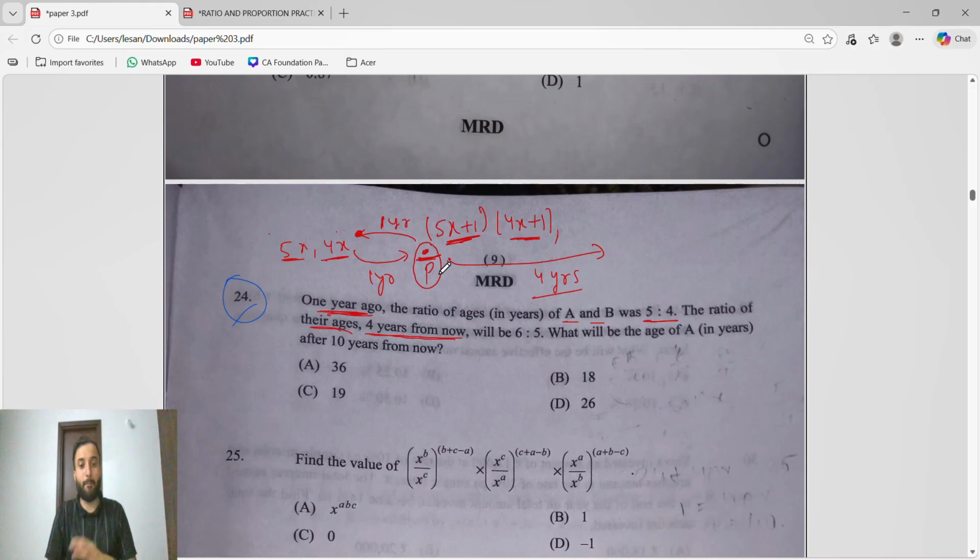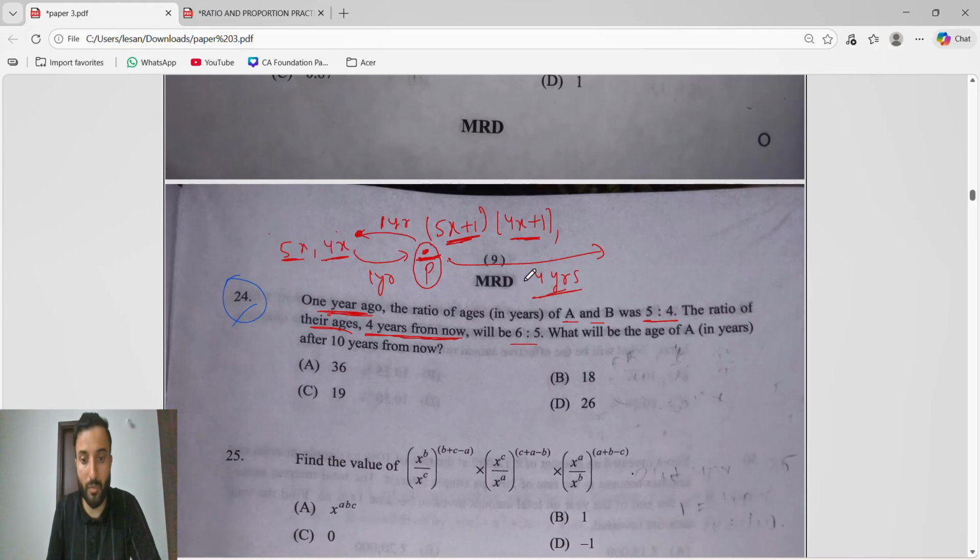No. See, present age we don't know. 1 year ago they said 5x and 4x. So the present age is what? 5x plus 1, 4x plus 1. Correct. They have to come one year forward. Now they said 4 years from now. Now means present. So 4 years from now, their age ratio is 6:5.